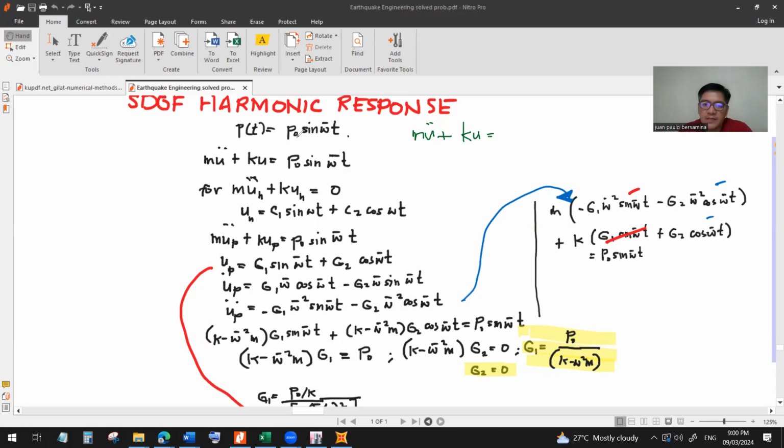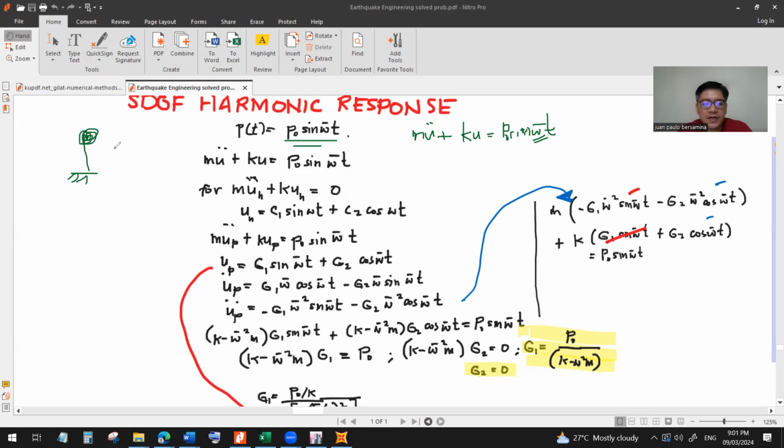force as a function of time. And in this case, it's a harmonic force. It will be P naught sine omega bar t, or P sub 0, no? Sine omega bar t. Take note, I'm mentioning omega bar. So omega bar is the frequency of the force. Okay.